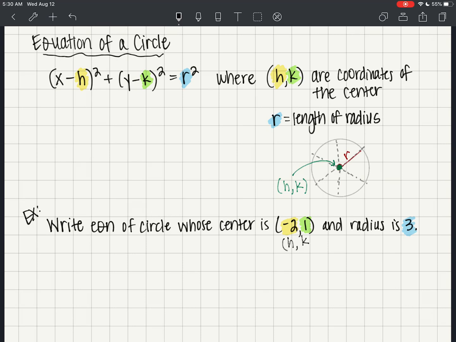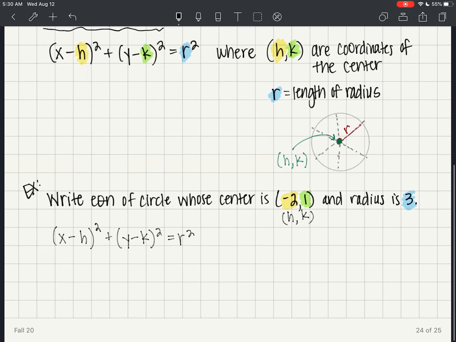h, k. Just writing it down. Now if you write this formula down a couple times, you'll remember it. x minus h quantity squared plus y minus k quantity squared equals r squared. We've got x minus -2, so that would be x plus 2 quantity squared, plus y minus 1 quantity squared equals 3 squared. So the equation of our circle is x plus 2 squared plus y minus 1 squared equals 9.